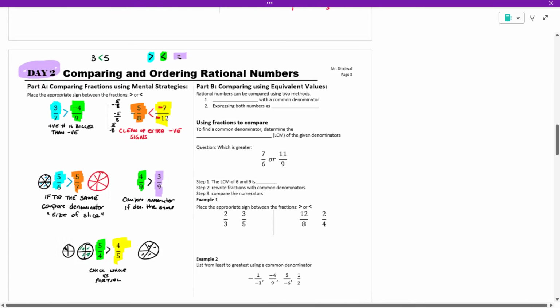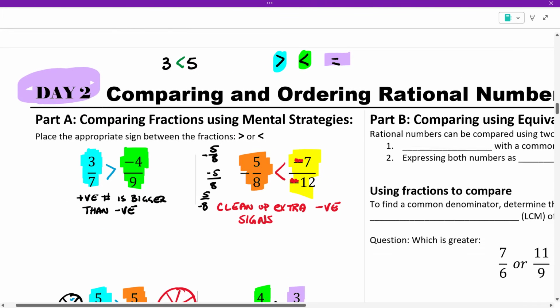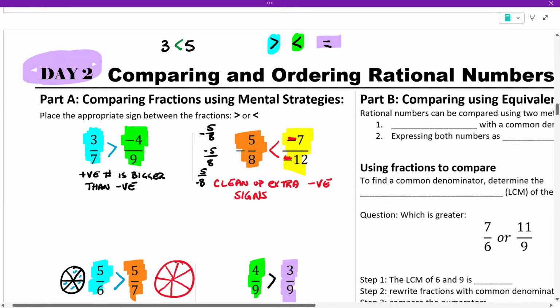So one of the things we talked about last day was how to compare numbers. So we're comparing fractions, and we talked about using mental strategies. All right? And so some of the things we talked about is, hey, compare positive numbers versus negative numbers. You can tell what's bigger. And remember what bigger means is further right on the number line, right?